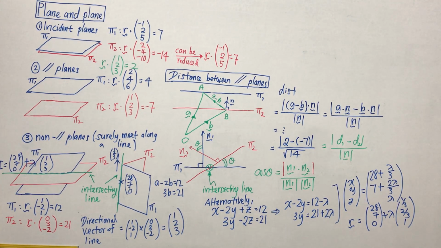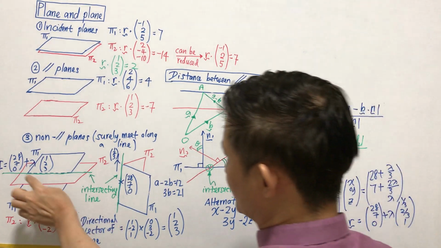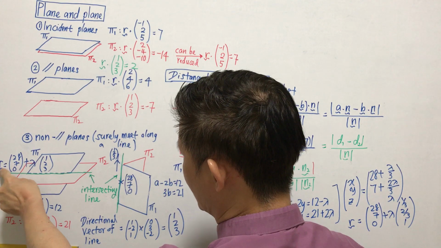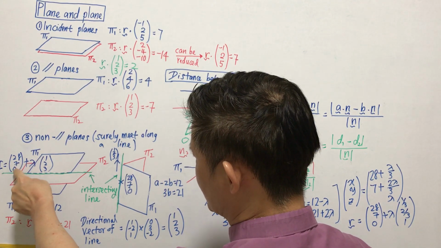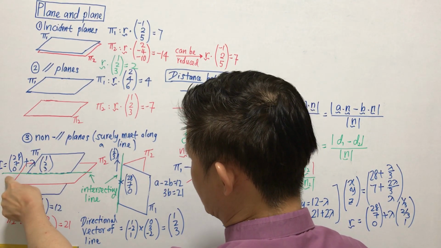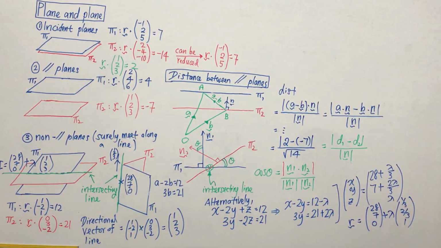Let me just do a touch up. I realize that this is not really visible. Let me read it for you. There's actually R equals 28, 7, 0 plus lambda 1, 2, 3, which is the equation of this line. Alright, with this we come to the end of our video presentation on two planes.